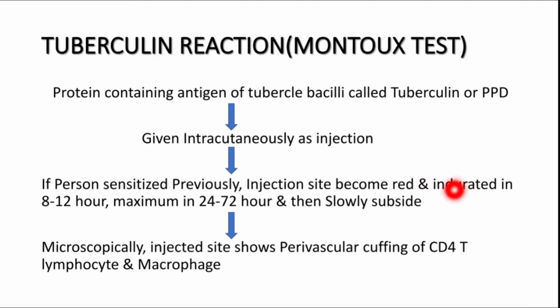red and indurated, beginning within 8 to 12 hours. It will reach maximum in 24 to 72 hours, and gradually after 72 hours, after 3 days, it will slowly subside. So if this happens, it means that the person is sensitized previously to the tubercle antigen, and so the tuberculin test is positive, right? All right, so we can say whether the person has immunity to TB bacilli or not.